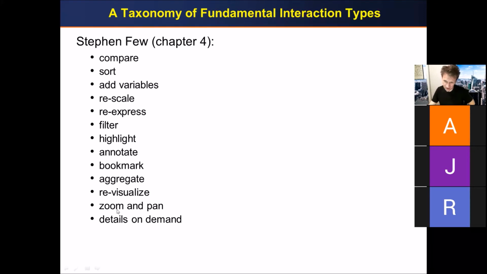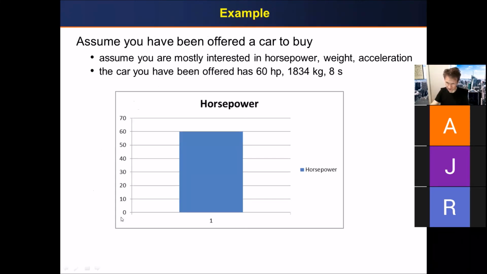So these are the different interactions that you want to support. Compare is a really important one, that users compare. Then sorting is one. Users should be able to add variables. Users should be able to rescale, so things are better comparable. Re-express, sometimes you have to show it a different way to make it more easily comparable. Then filter is where you control the detail. Highlight, where you emphasize certain aspects in the forest. Annotate, where you start labeling things. Bookmark, where you remember things. Aggregate, where you put different things together in a single view so you can compare them better. Revisualize. Zoom and pan, where you zoom in and pan across. Details on demand, where you have an overview and then you zoom in. So these are all the different interaction techniques that people have used.